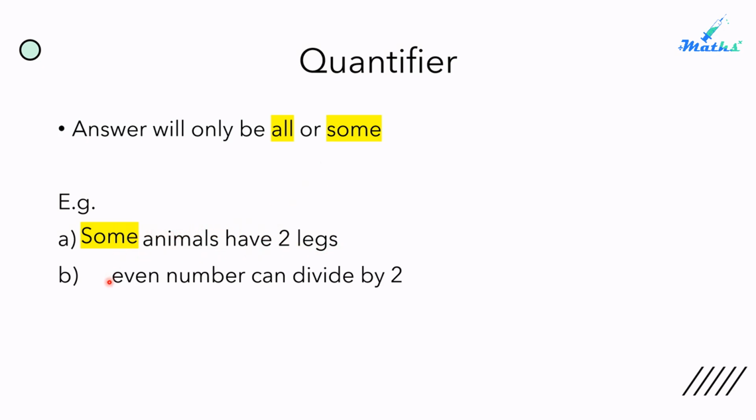The second question is, even numbers can divide by 2. So is it all the even numbers or some of the even numbers? It is all the even numbers can divide by 2, because 2 can be divided by 2, 4 can divide by 2, 8 can divide by 2, and so on.